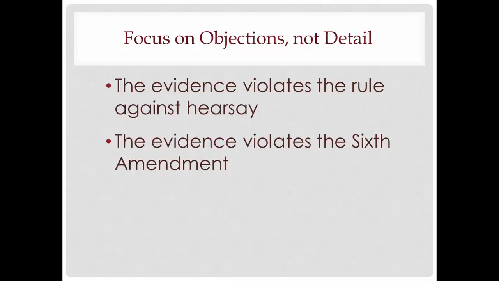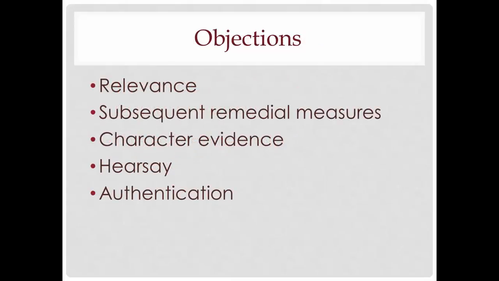You'll need to know that detail, of course, to analyze the potential objections correctly. But you can't begin your analysis until you have identified the possible objections. To do that, make yourself a list just of the objections that a party might raise to any proffered evidence. Some of the entries on that list might be relevance, subsequent remedial measures, character evidence, hearsay, and authentication.